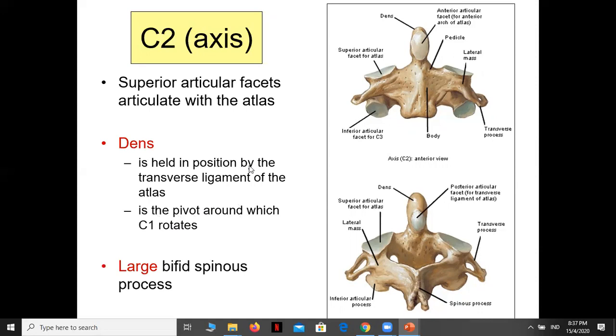And then here, if you see, we have a spinous process, okay? And the spinous process is large and bifid. That is the feature of the C2 that you have to remember.